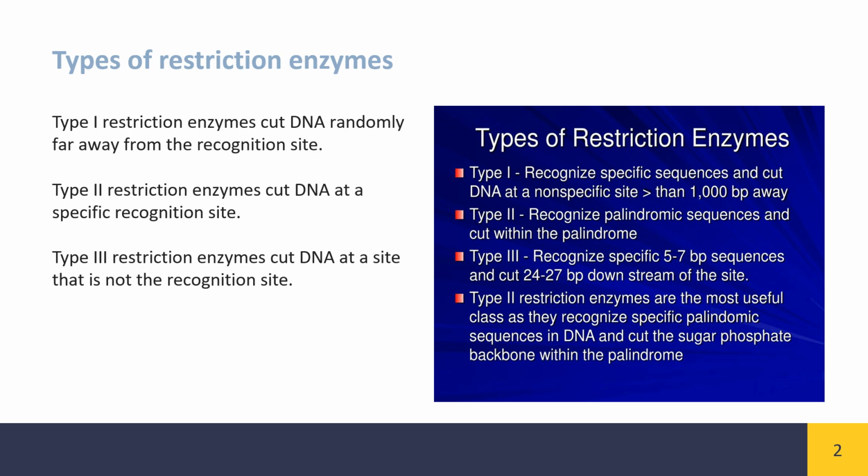And there are three types of restriction enzymes available. Type 1 restriction enzymes cut the DNA 1000 base pairs away from the recognition site. Type 2 restriction enzymes cut specifically at the recognition site. And type 3 restriction enzymes cut 25 base pairs away from the recognition site.